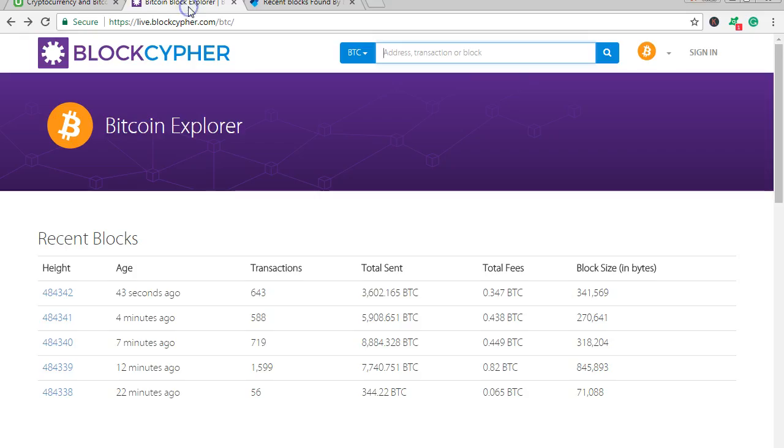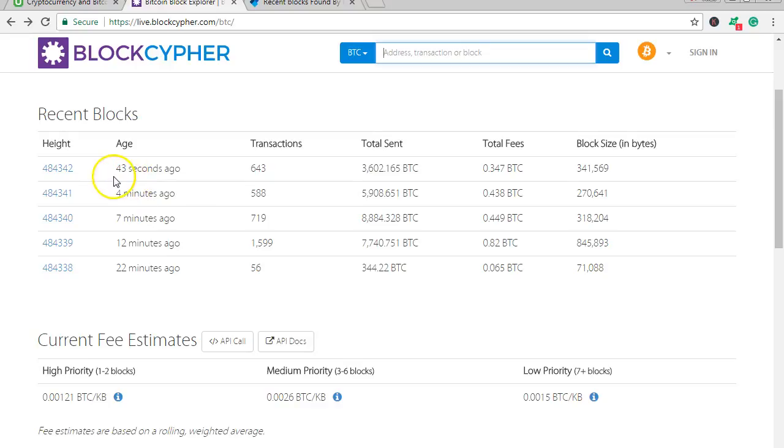We'll go on now to look at another site, blockcypher.com, Bitcoin Explorer. Recent blocks, 43 seconds ago, 643 transactions, 3,602 bitcoins were sent. Total fees, 0.347 bitcoin. That's what this miner had. And the block size is there in bytes. Bit technical, but you don't need to know all this. But if you do, this course won't provide that information.